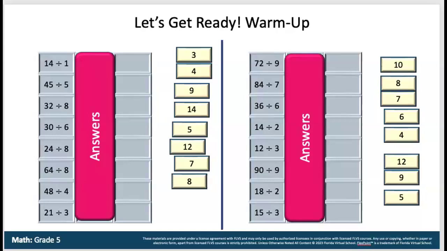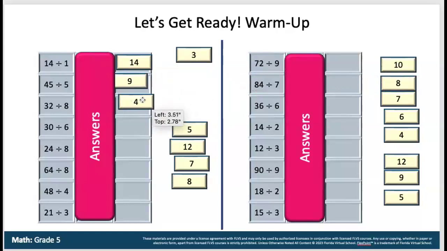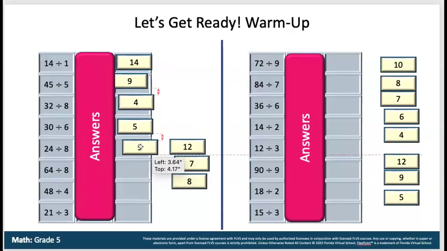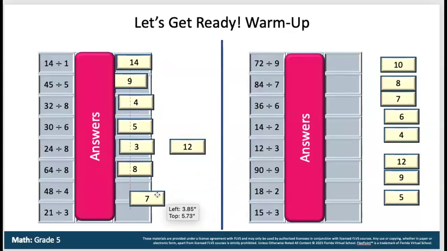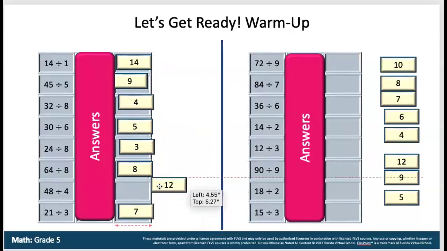All right. Let's go ahead and get ready to check and see how you did. Hopefully you got this first one. That is 14 divided by 1 is 14. 45 divided by 5 is 9. 32 divided by 8 is 4. 30 divided by 6 is 5. 24 divided by 8 is 3. 64 divided by 8 is 8. 48 divided by 4 is 12. And 21 divided by 3 is 7.